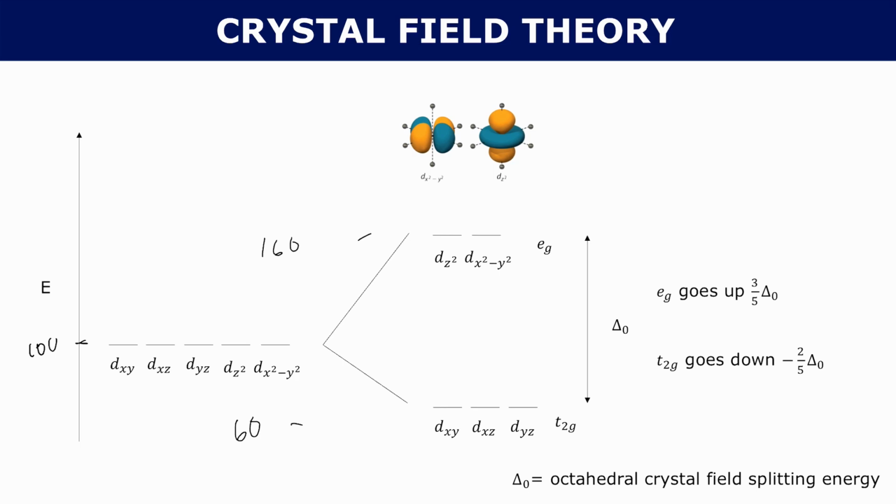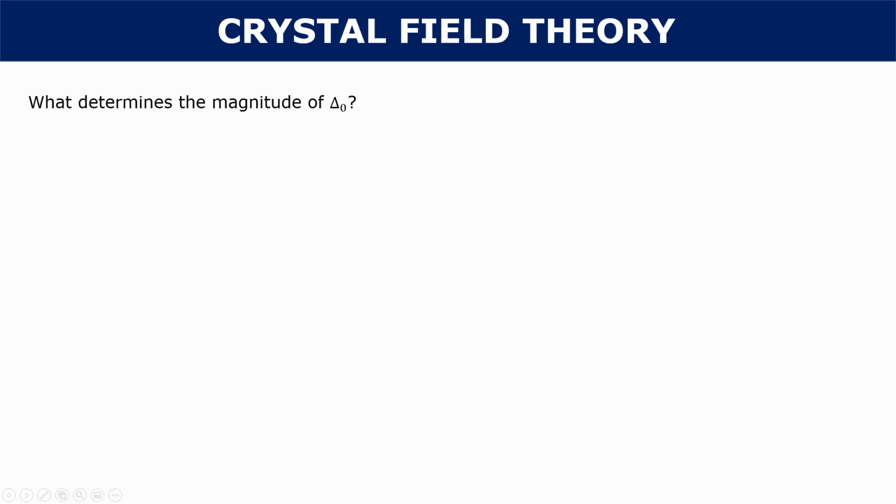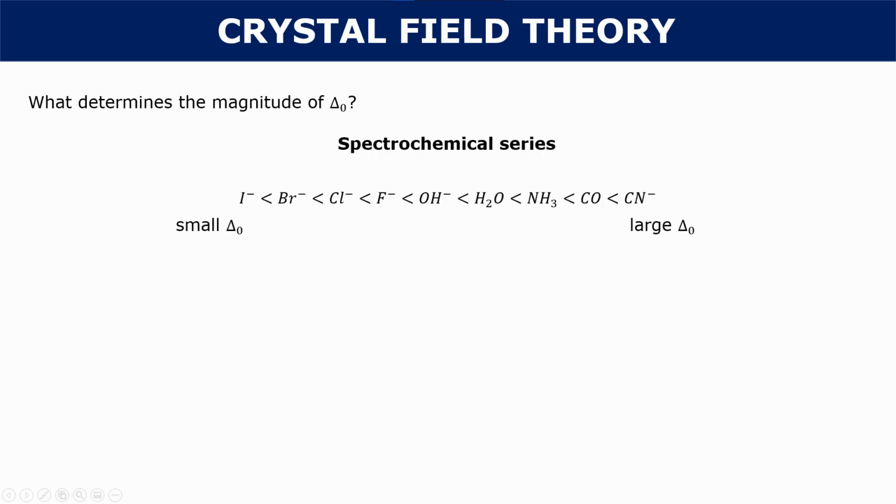But delta naught isn't always constant between all complex metal ions. You can have a different delta naught based on certain things. So what determines the magnitude of delta naught? Well, it's going to depend on the ligand that surrounds the metal ion at the center. The series of ligands and their magnitudes of delta naught are represented by the spectrochemical series. This is an experimentally determined series.